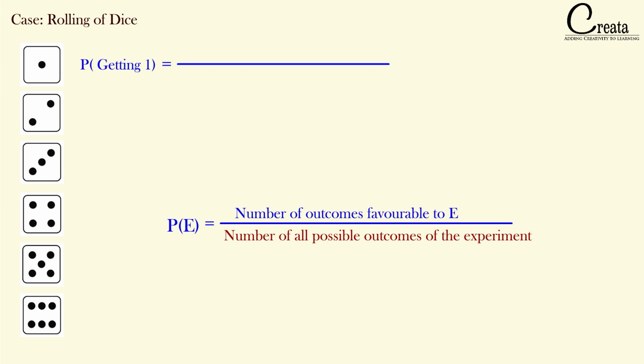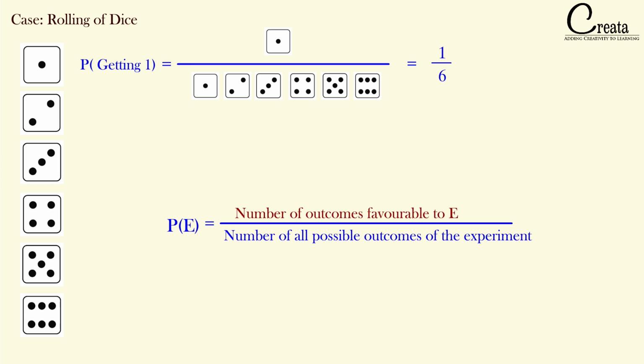We can either get 1, 2, 3, 4, 5 or 6. So all the total possible outcome is 6. Got it? So in the numerator, the number of outcome favorable to our event, that is getting number 1, is only 1. Out of these total 6 events, our event, that is getting the number 1, is only 1. So in the numerator it will be 1. So probability of getting number 1 in rolling the die is 1/6.